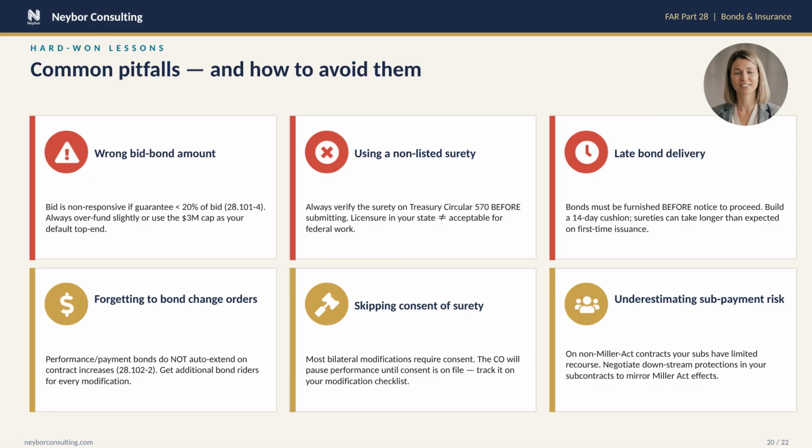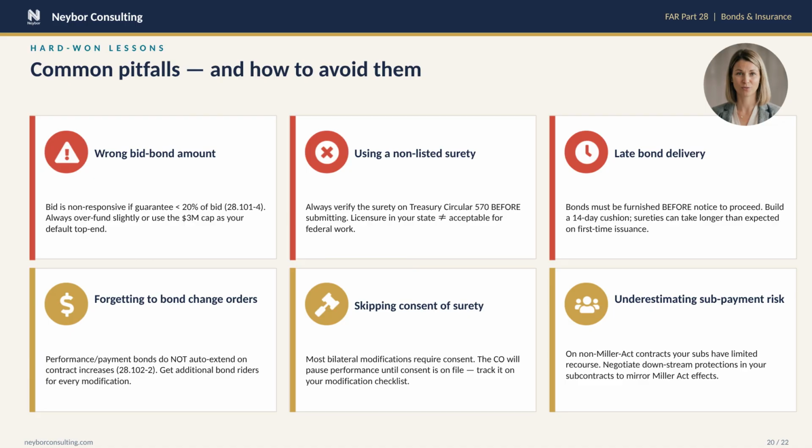Pitfall 2, non-listed surety. Always check Treasury Circular 570. Don't take the broker's word for it. Pitfall 3, late bond delivery. Bonds must be in the contracting officer's hands before the notice to proceed. Build at least a 2-week cushion. First-time bond issuance with a new surety often takes longer than you expect because of underwriting.